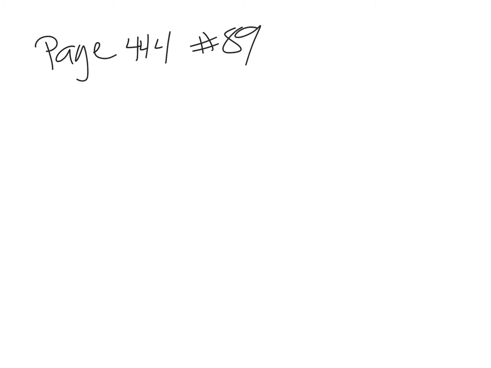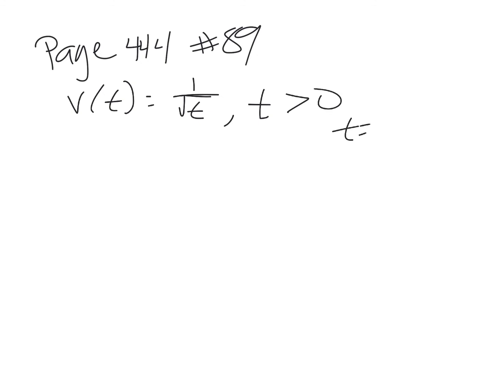So in 89, it says a particle moves along the x-axis with a velocity of the following. It tells us also at time t equal to 1, the position is x equal to 4. Find the total distance traveled by the particle on the interval from 1 to 4. Okay, so what does this mean?